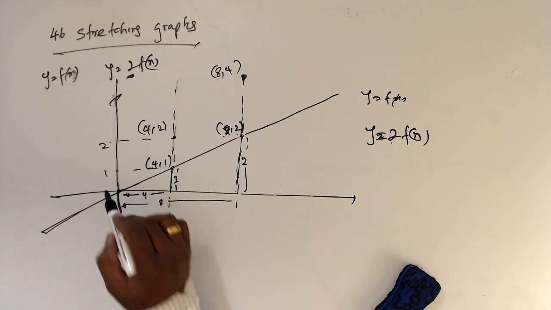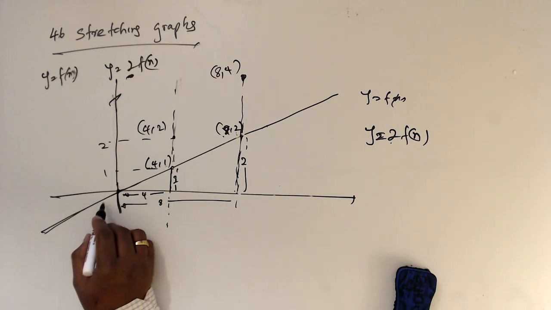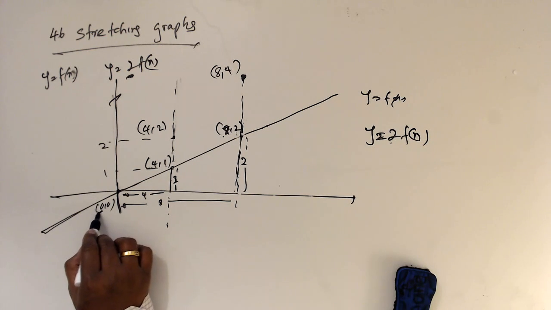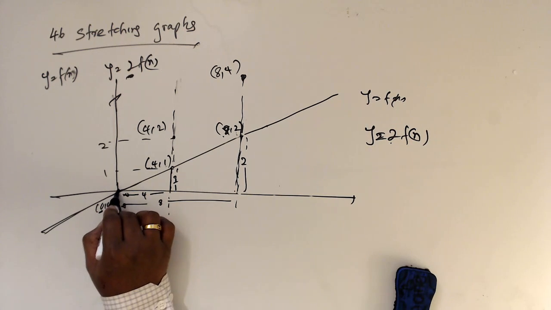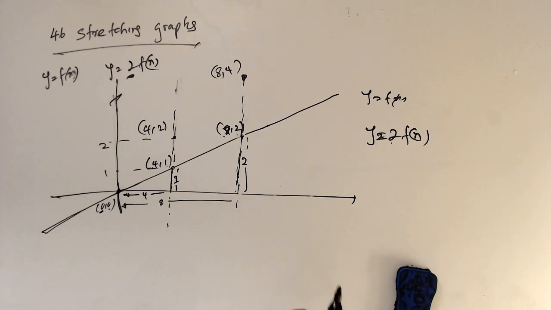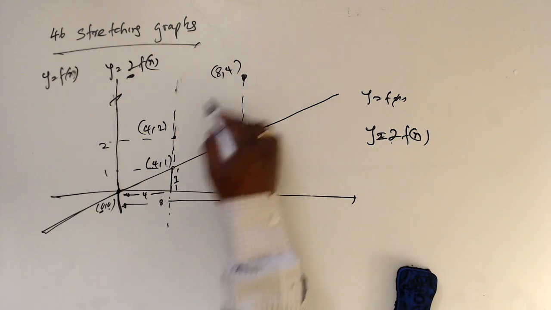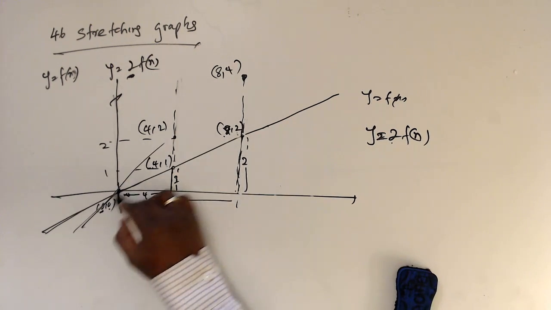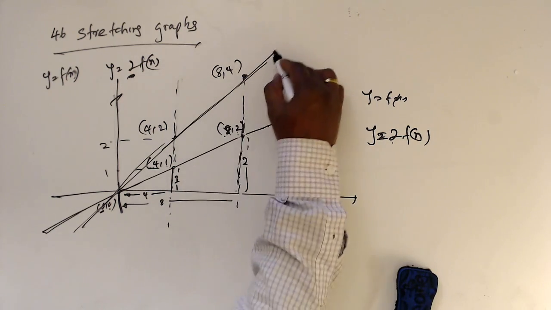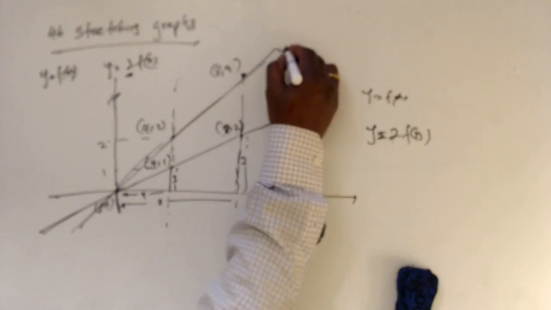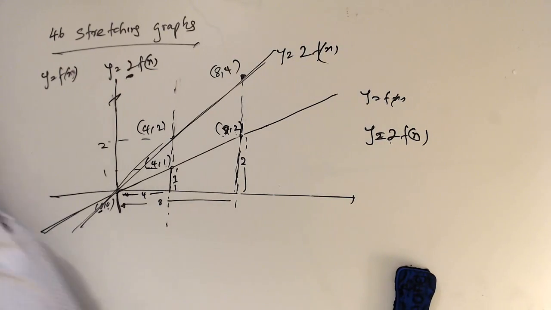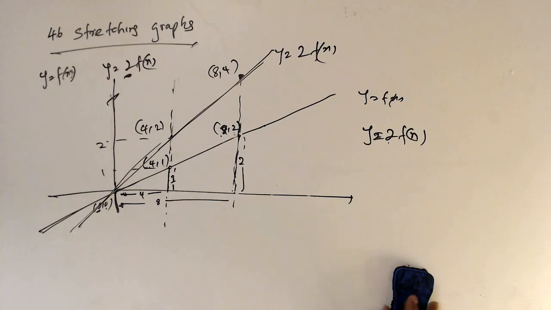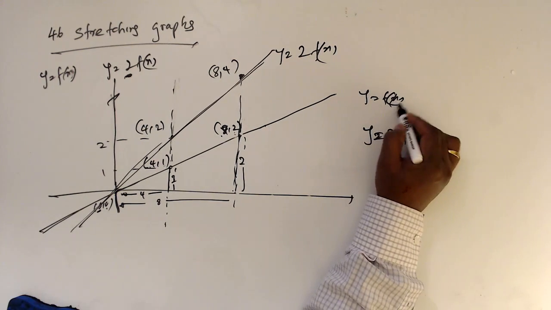Then how about 0, 0? This value is 0, 0. I didn't touch x. When I double 0, 2 times 0 is still 0. Then it's still the same 0, 0. Then the curve is this. So this is y equal to 2f(x). The curve y equal f(x) is given.